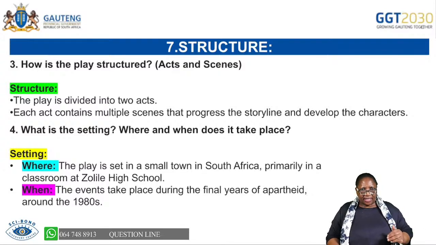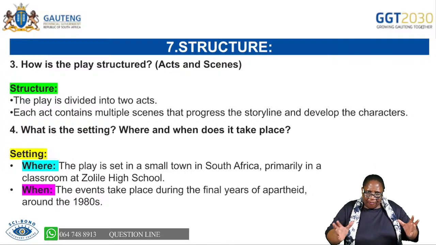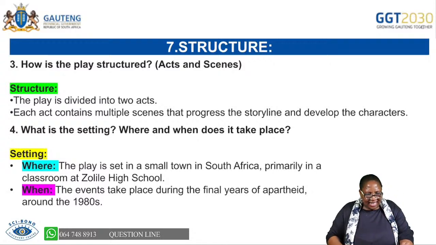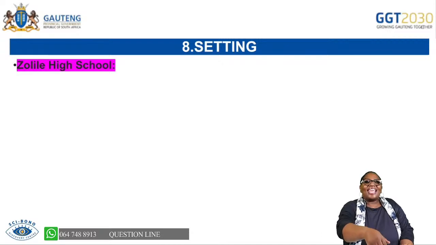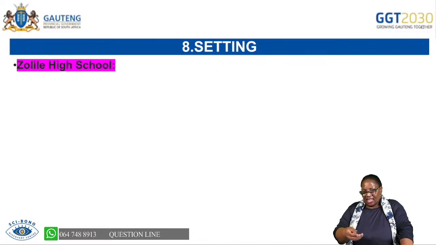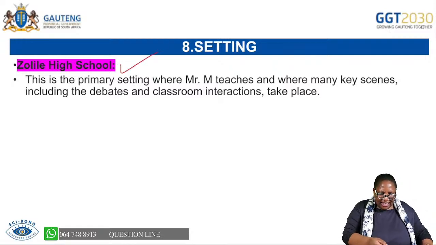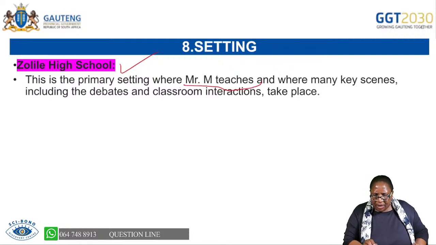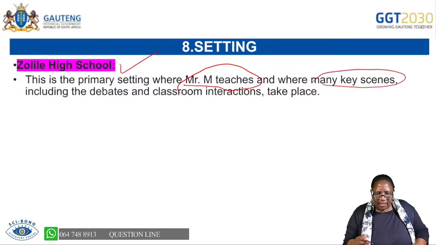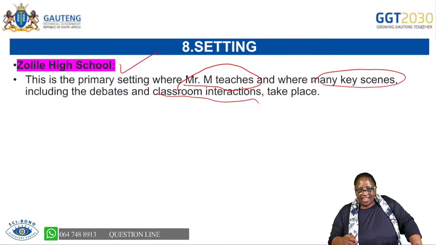Later on, boys and girls, we will zoom in on the other settings that are prescribed for us. The other setting is Zolile High School, like I mentioned. It is the primary setting where Mr. M teaches and where many key things, including the debate and the classroom interactions, take place.